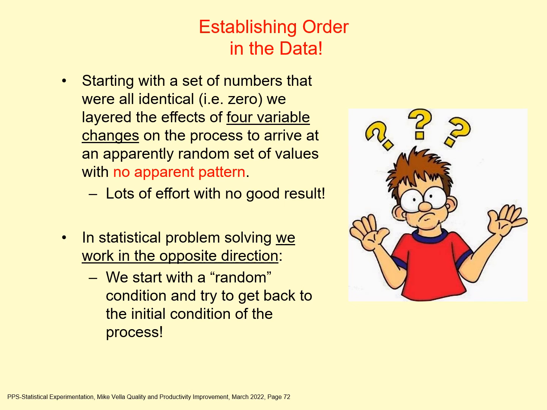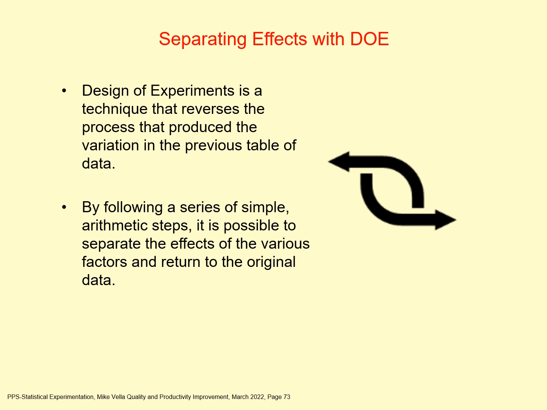In statistical problem solving, we work in just the opposite direction. We start with a random condition and try to get back to the initial condition of the process. And I'll show you that in a minute. So design of experiments is a technique that actually reverses the process that produced the variation in the previous table. By following a series of simple arithmetic steps, it is possible to separate the effects of the various factors and return to the original data.